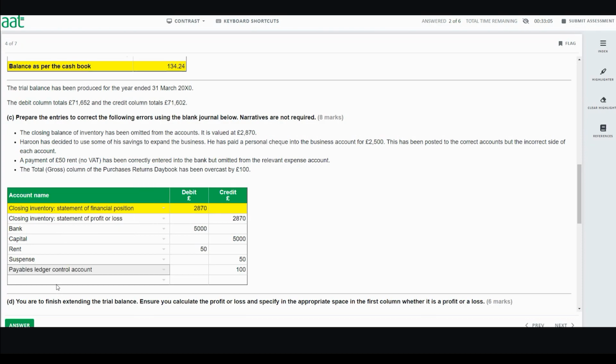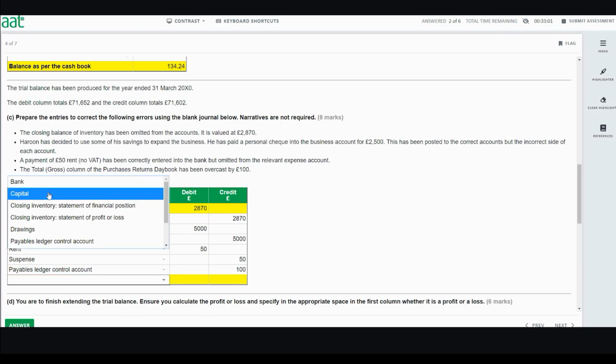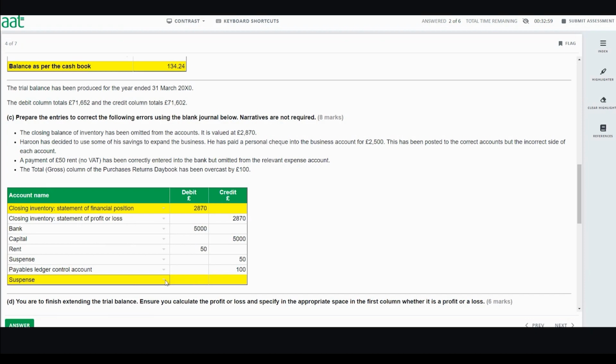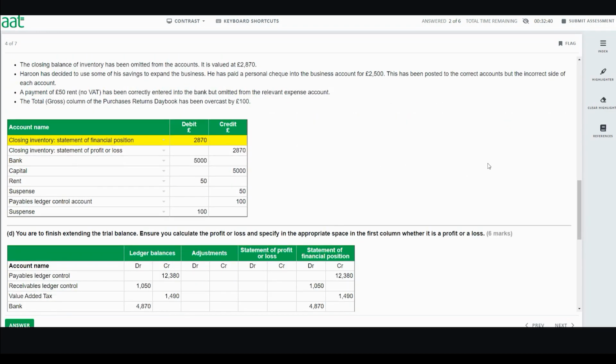Yeah, and we need to debit the suspense account because it's caused an imbalance by us overcasting. Okay, so now if you total up your debits and your credits and look at the difference, it will have corrected the suspense account, which should now be at 0. Okay.